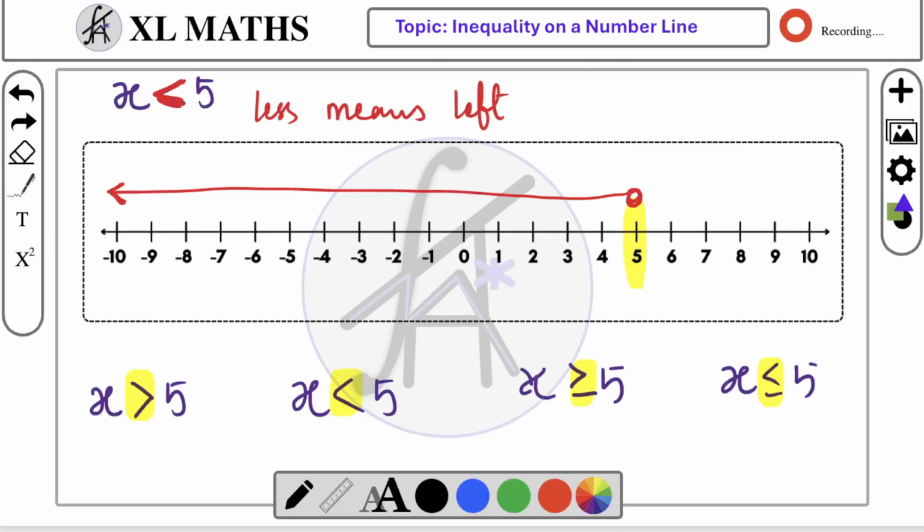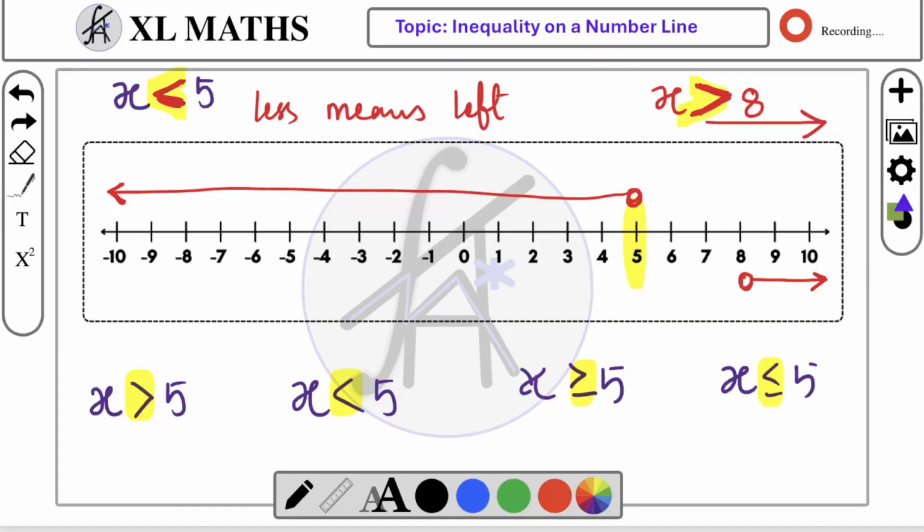Similarly, if you get an inequality where x is greater than 8, this time x is greater. That means it would move towards the right side. The arrow would be something like this. From where will it start? It will start from 8 because it's just a greater comparison symbol. So you will draw an empty circle over there and draw a line moving towards right. So these symbols help us understand which direction to move.